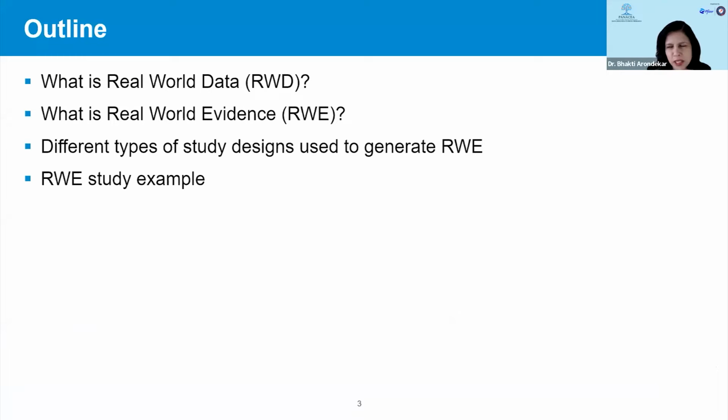So my presentation has 4 key sections. The first one is just level setting on what is real world data. The second one is what is real world evidence. Then the different types of study designs that you can use to generate real world evidence. And then I'm going to end with an example of a study that's been done using a real world data set to generate real world evidence. And I'm going to focus on prostate cancer for my particular example.